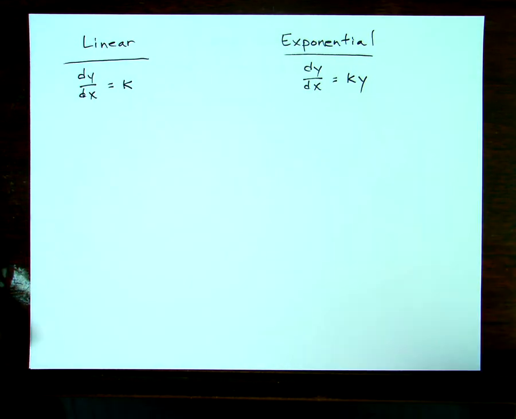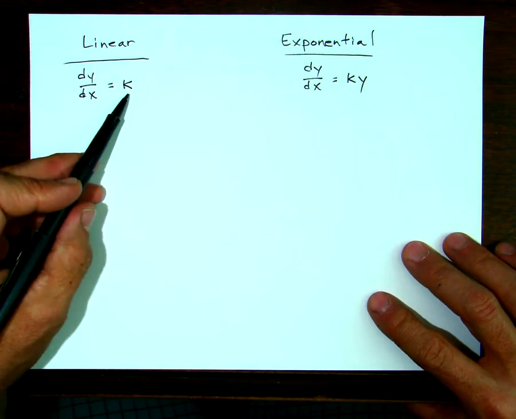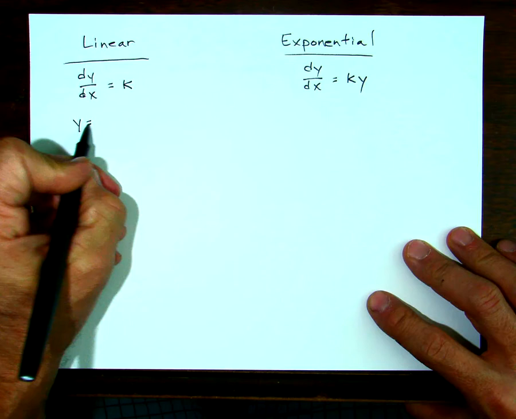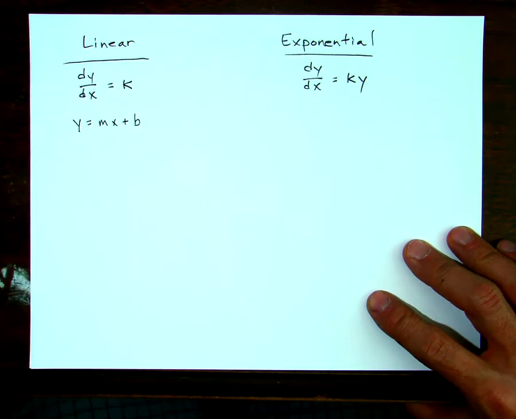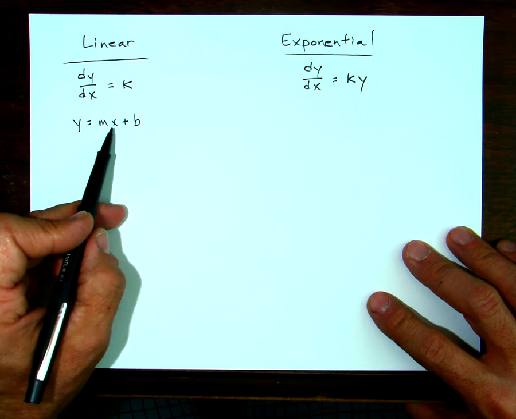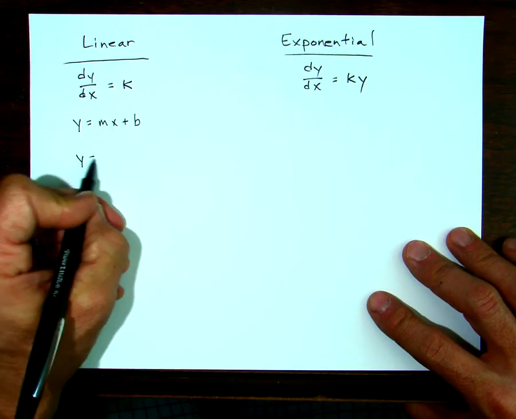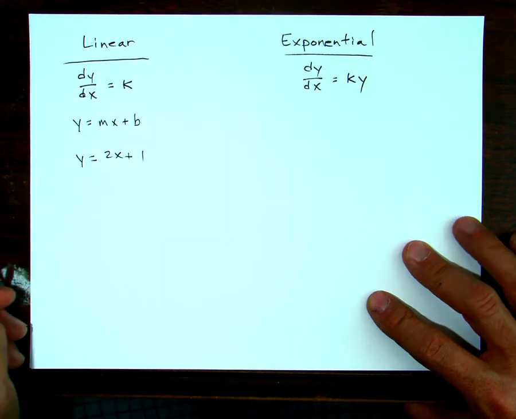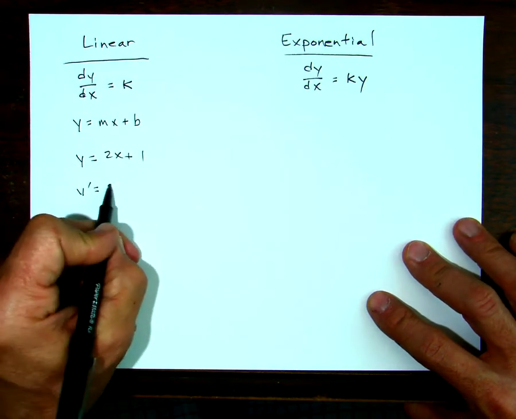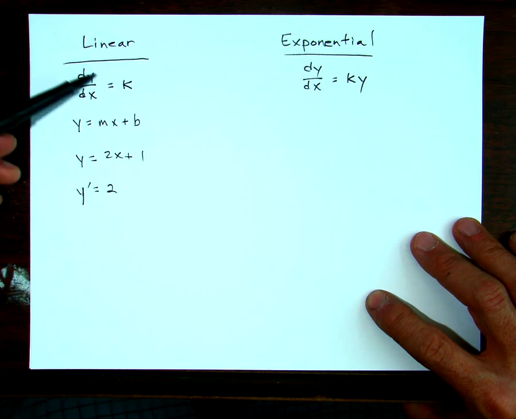So for linear, the derivative of any linear equation is always a constant. We can think about that in terms of y equals mx plus b. The derivative will always be the slope, right? Because b is a number, x is my variable. So let's look at a specific example, something like y equals 2x plus 1. If I take the derivative of y, it's just 2. It's always going to be 2. So what this means is that the rate of change of a linear function, dy/dx, remember the derivative is the rate of change.